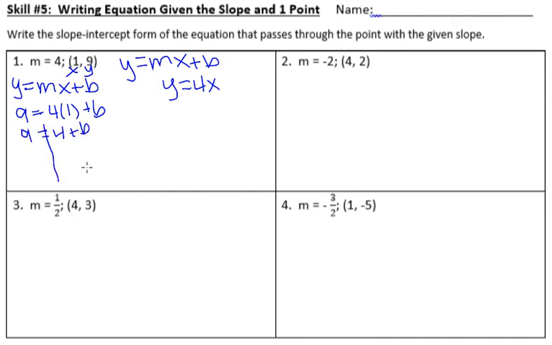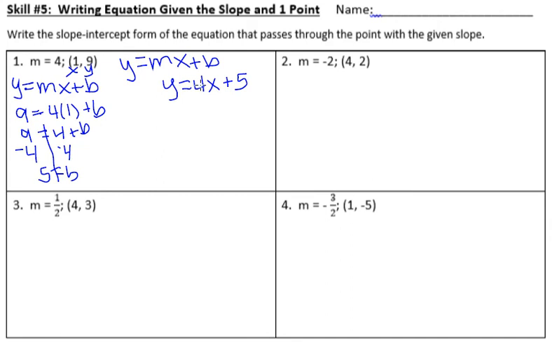I now need to solve the equation to get b by itself. I'm going to subtract 4 here, I'm going to subtract 4 here, and I get that the value of b is 5. So I can now go back into my equation, and I know that it is y is equal to 4x plus 5.